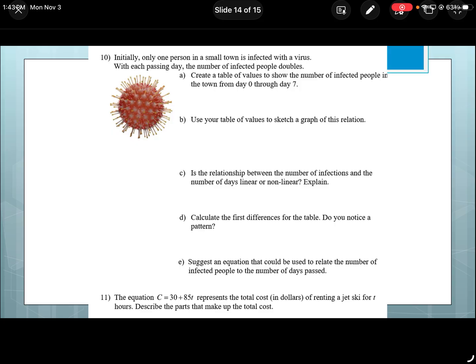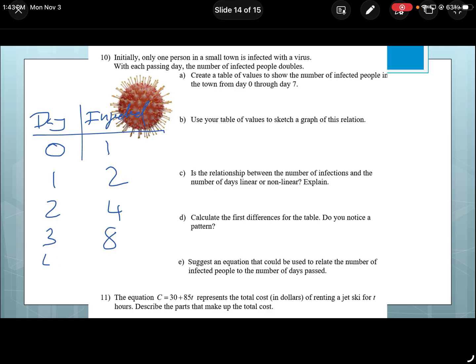So, this is an interesting one. On day 0, we'll put day here, and we'll go infected. On day 0, there's only one person, and then it says it doubles each time. So day 1 is going to be 2 people, day 2 is going to be 4 people, day 3 is going to be 8 people, and so on. Notice very quickly, by the way, this means it's not linear, because it's going up in 1s, going up in 2s, going up in 4s, and it's not the same going up.